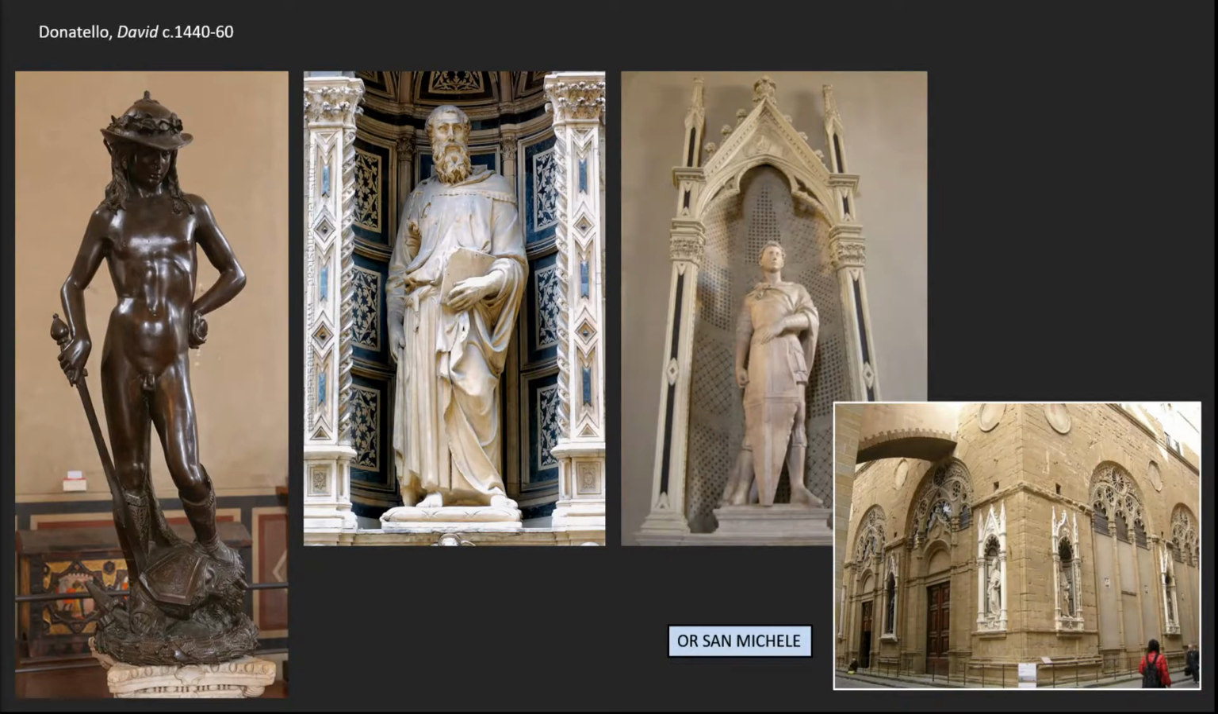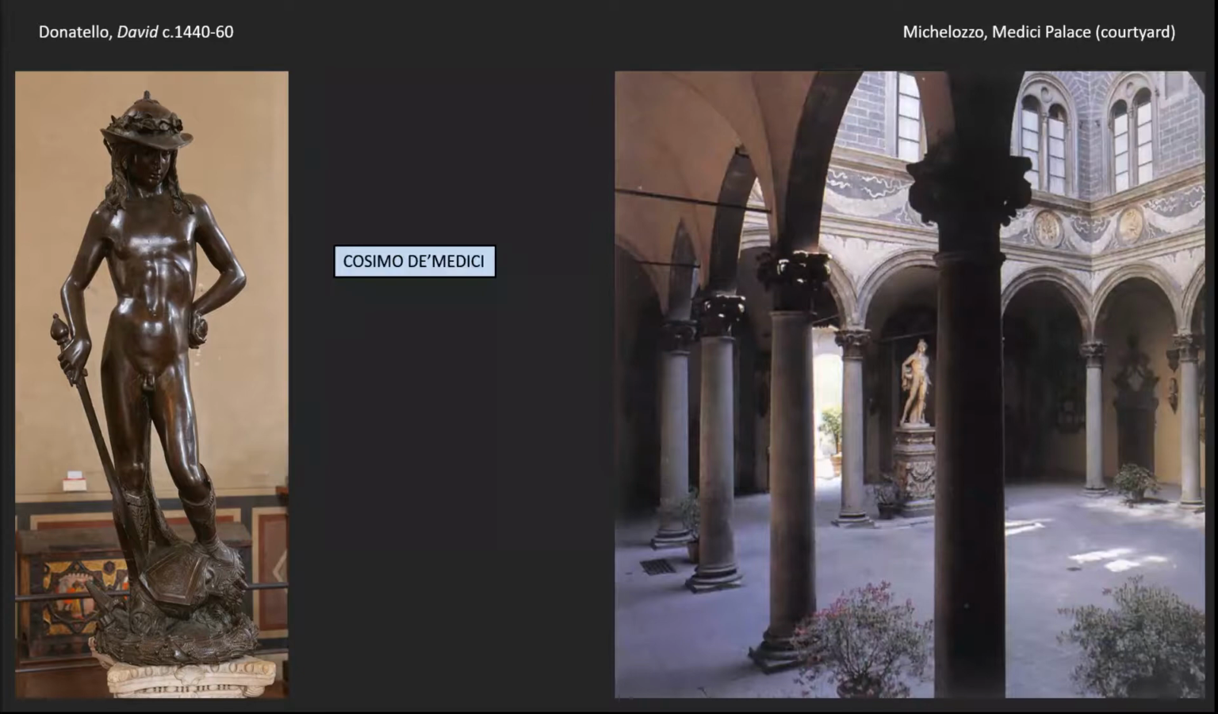Right? And originally, this was placed in the courtyard of the Medici Palace. Right? So as you came in off the street behind that other statue, he would have been right in the middle of this open air area. Right? So prominent placement and seen by any visitor to the Medici Palace.